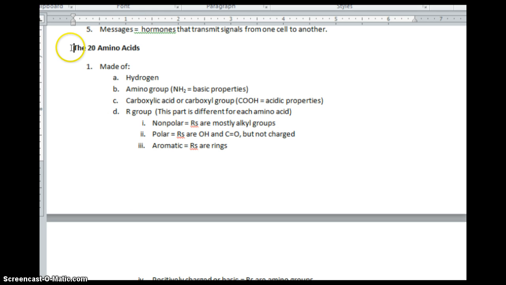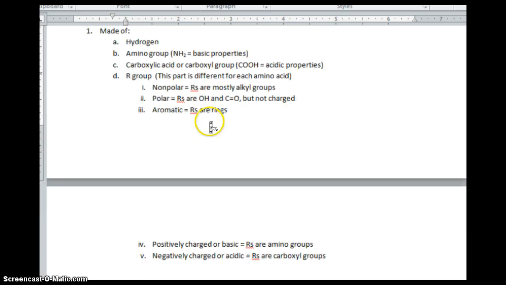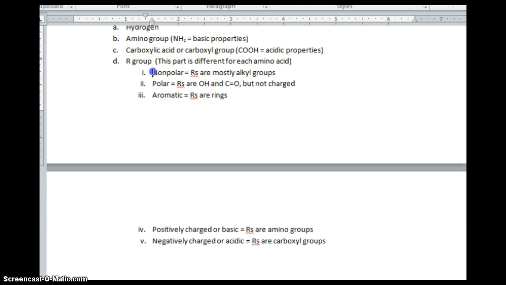So I added to our notes the 20 amino acids are made of hydrogen, an amino group, which is NH2, and that's the basic properties. They're made of a carboxylic acid or carboxyl group, COOH, which has acidic properties, and it's made of an R group. This part is different for each amino acid. It's like the functional group. So the types that you can have are nonpolar, polar, aromatic, positively charged or basic, negatively charged or acidic.